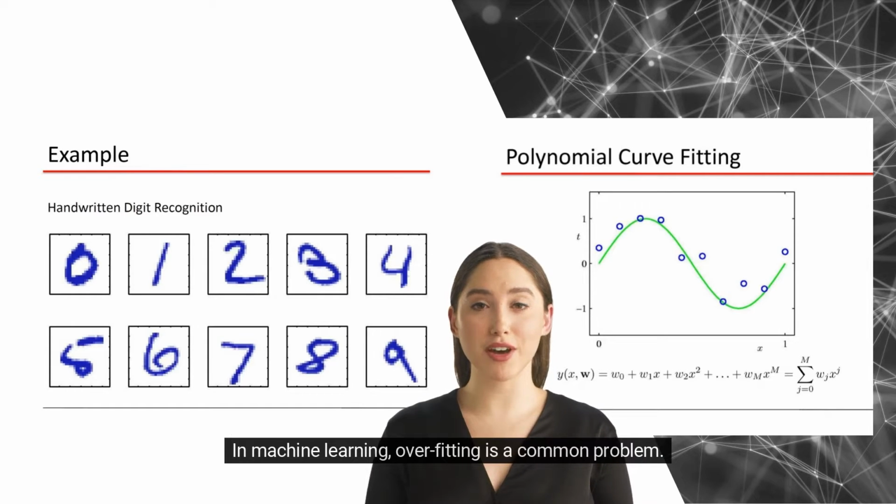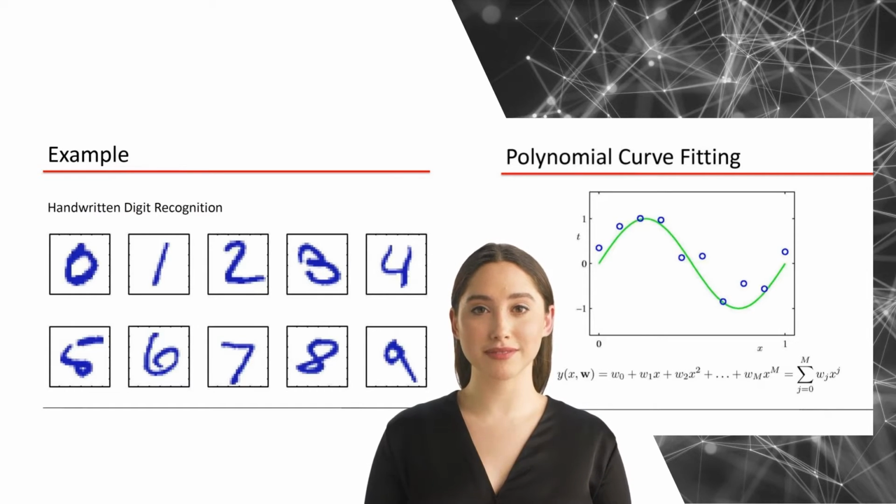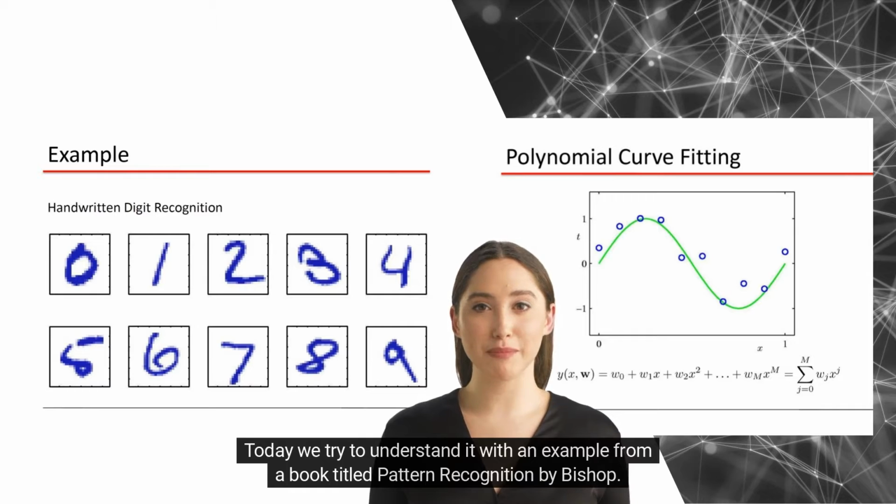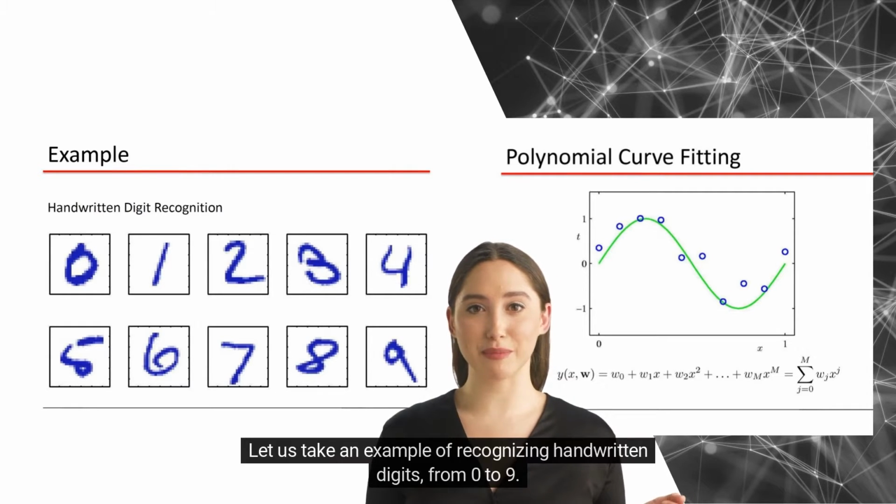In machine learning, overfitting is a common problem. Today, we try to understand it with an example from a book titled Pattern Recognition by Bishop. Let us take an example of recognizing handwritten digits from 0 to 9.